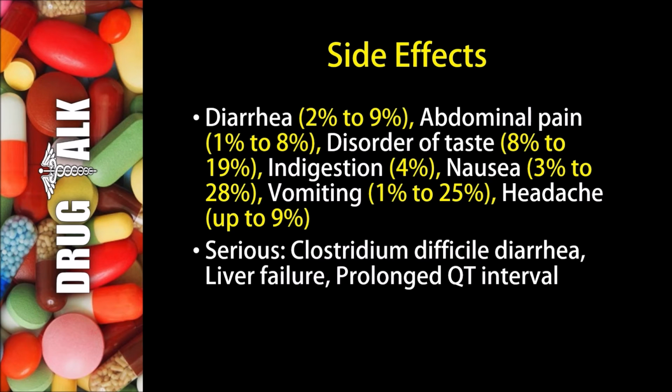Now, as with all medication, there are some side effects or adverse reactions that patients may experience while using clarithromycin or Biaxin, so we'll go over some of those here now. 2 to 9% of patients may experience diarrhea, while abdominal pain may happen 1 to 8% of the time. 8 to 19% of patients may experience a disorder of taste, and 4% may experience indigestion. Nausea may happen 3 to 28% of the time, and vomiting 1 to 25% of the time. Up to 9% of patients may experience a headache.